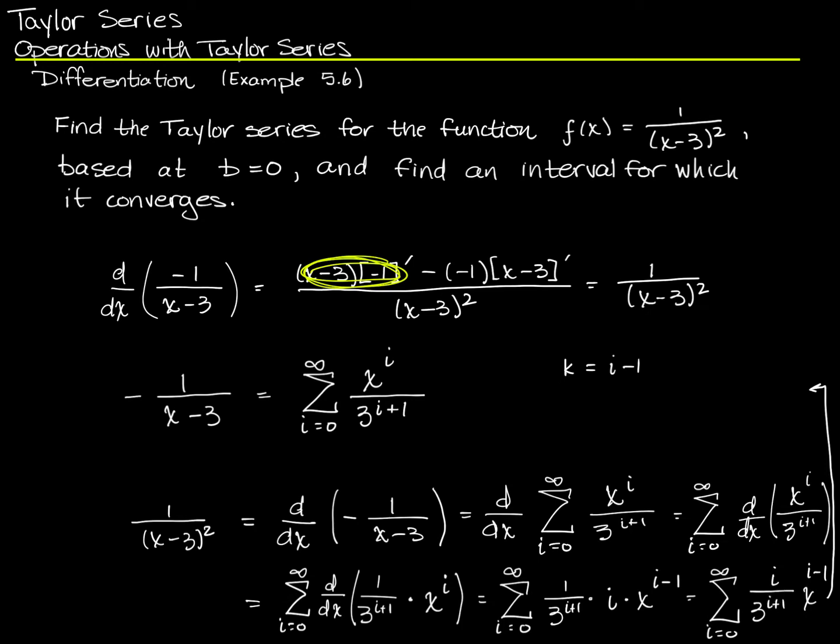Equally, if I add 1 to both sides of this, i is equal to k plus 1. So rewriting this gives me the sum of i. Now i gets replaced with k plus 1, so I have k plus 1 over 3 to the power of i plus 1. Well, i is k plus 1, so I have k plus 1 plus 1, or k plus 2, and then I have x to the power of i, which is k plus 1, minus 1. So that's just x to the k.